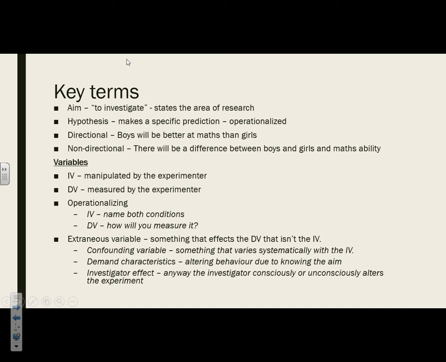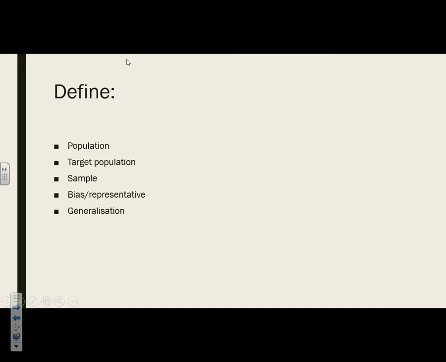And then investigator effect, any way that the investigator could consciously or unconsciously alter the experiment. So it might be directly on purpose, they purposely are more helpful to one group than the other, or it might be unconsciously, they don't realise it but they're more hostile to one group than the other as well.